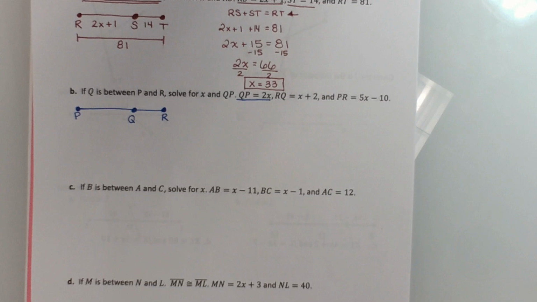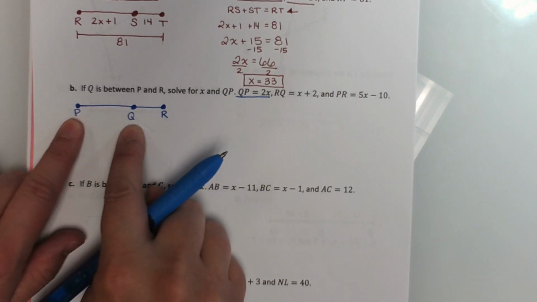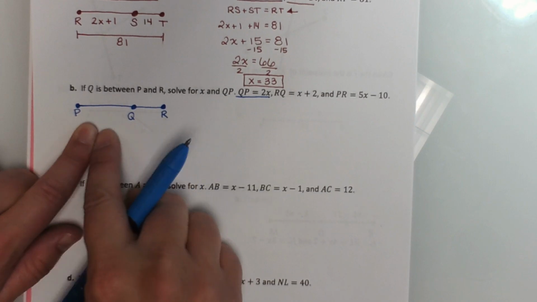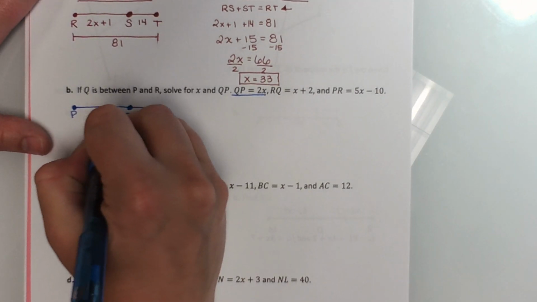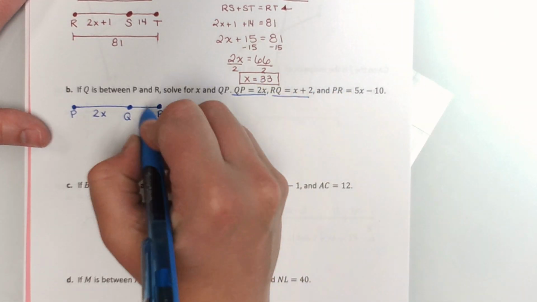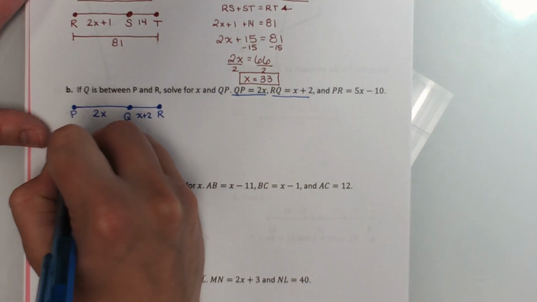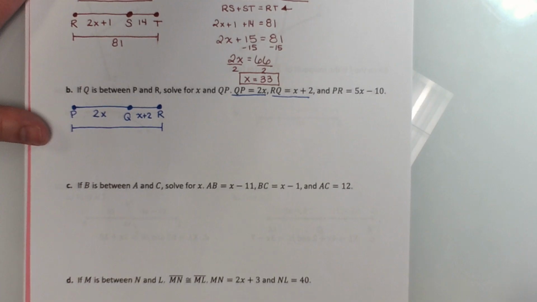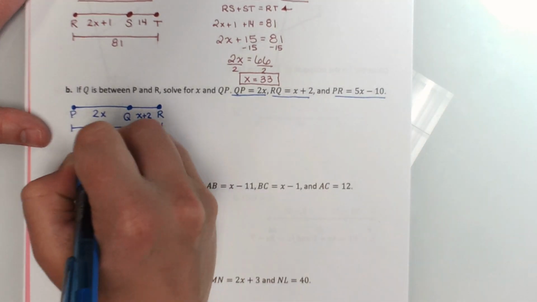Q, P. Here's Q, here's P. Between them is the 2x. The next one's RQ. Is that the other part or is that the full length across? Other part. It is indeed the other part. Which means the all the way across is the 5x minus 10.